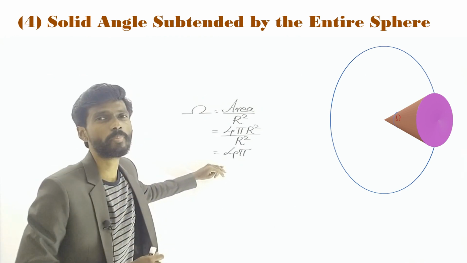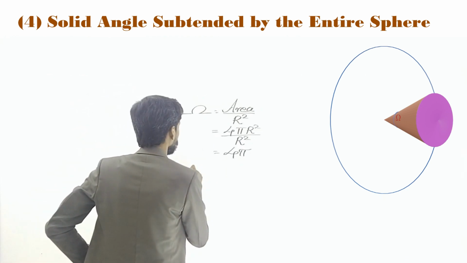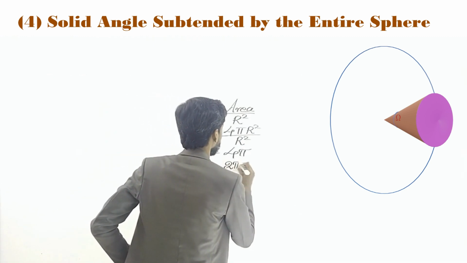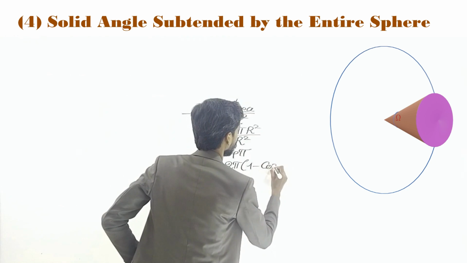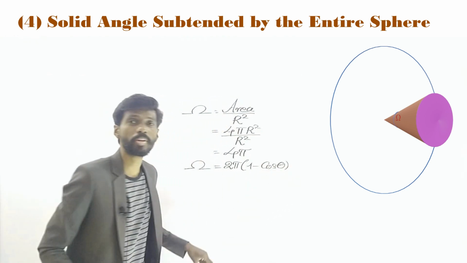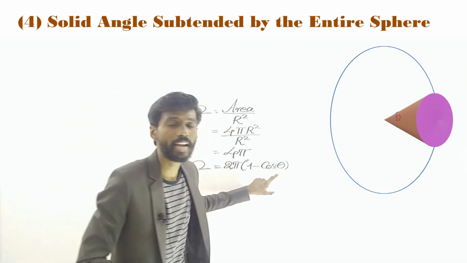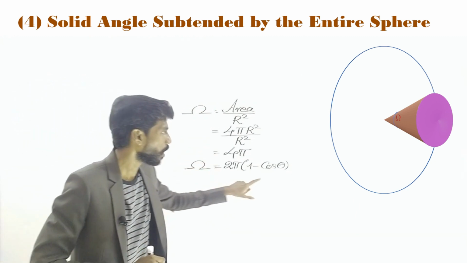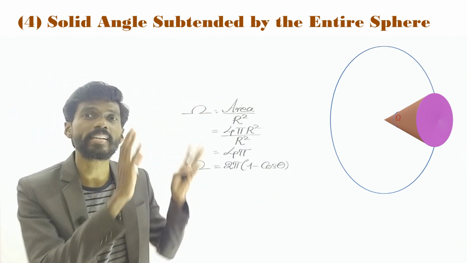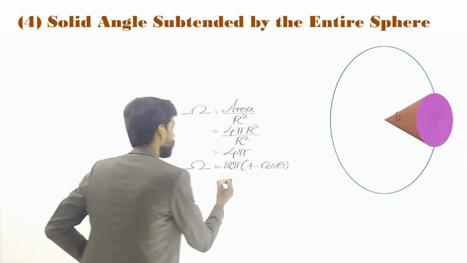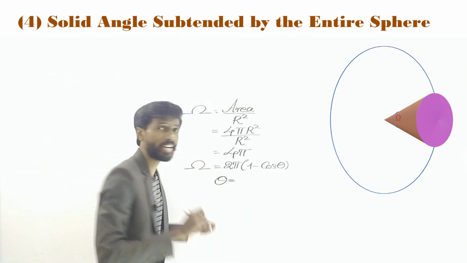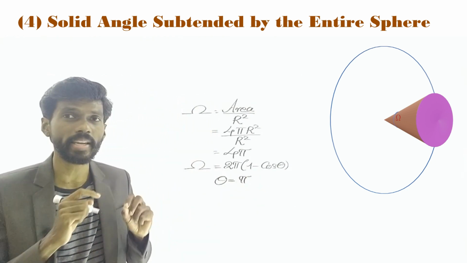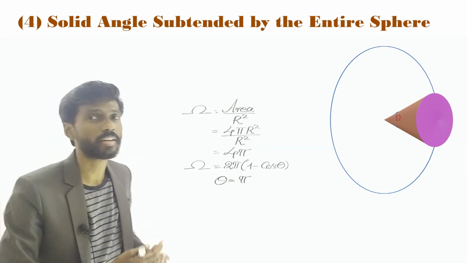Or we can also do it by this method. We have the formula omega equals 2 pi multiplied by 1 minus cos theta. So we have the relation between the plane angle theta and the solid angle. Using this also we can get the same answer. What is the angle theta to cover the entire sphere? The angle theta must be equal to 180 degrees, that is pi. So if theta is pi, it will cover the entire sphere, right?